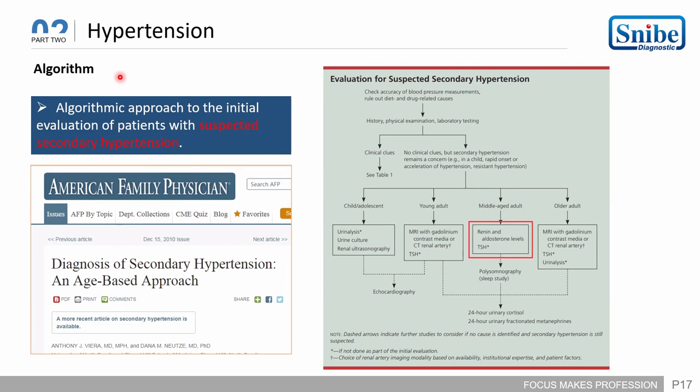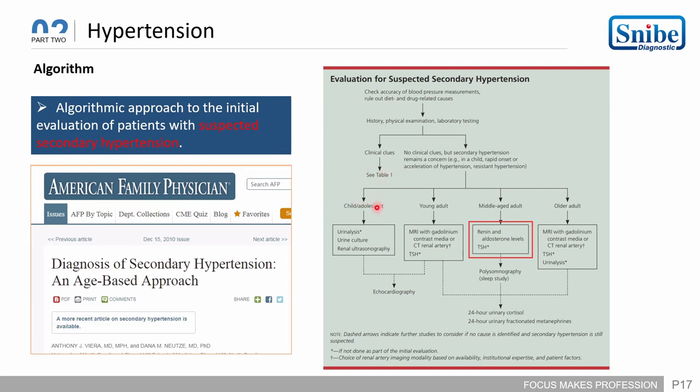If you go for the algorithmic approach to the initial evaluation of a patient with suspected secondary hypertension, according to American Family Physician journals, an age-based approach to the diagnosis of secondary hypertension is important. For the evaluation of suspected secondary hypertension, history, physical examination, and laboratory testing help to confirm the blood pressure and rule out diet and drug-related causes.